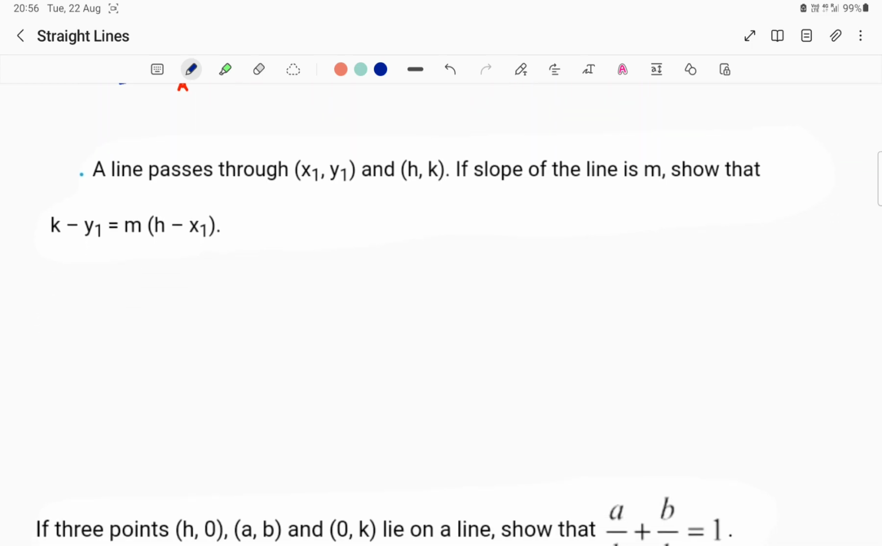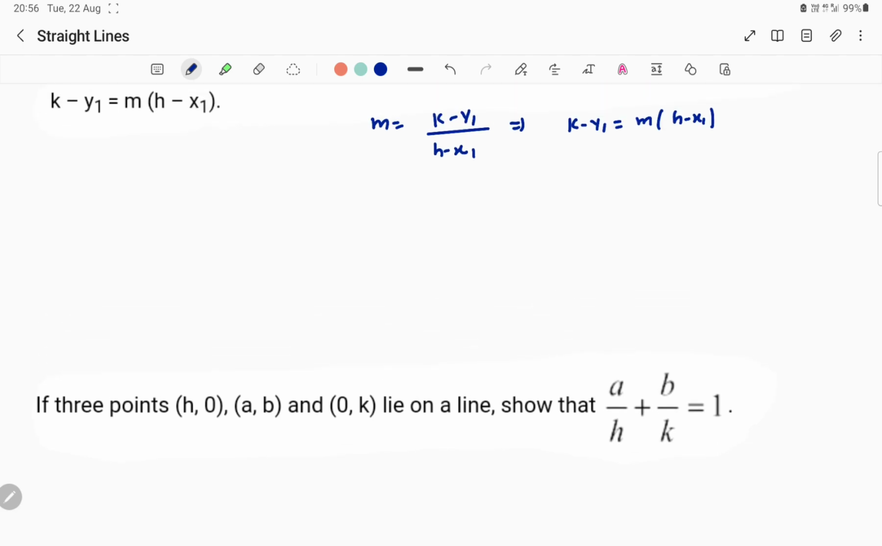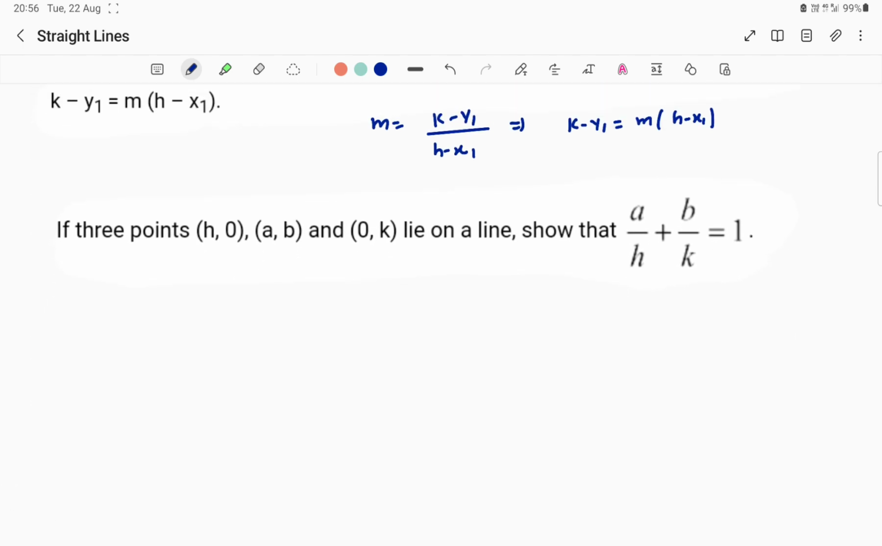So let's see a question on it. A line passes through x1 comma y1 and h comma k. If the slope of the line is m, they're asking us to prove something. So we know slope is equal to y2 minus y1 divided by x2 minus x1, isn't it? When we do the cross multiplication, we get k minus y1 is equal to m times h minus x1. That's all.